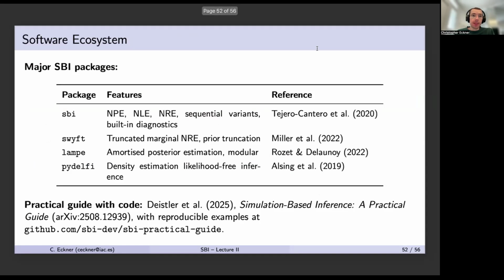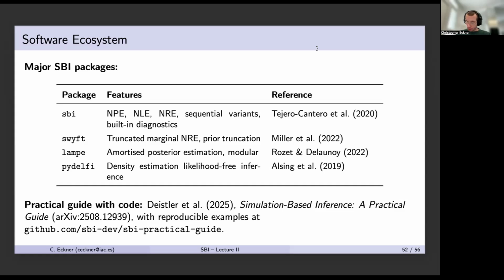Okay, then here I provide you a little overview of the different packages that are on the market that you can use to play with simulation-based inference if you want for your problem. Especially the package SBI is implementing all of the three variants and also sequential inference and all of that. So all the functionality is there. It's also well documented. Go there.